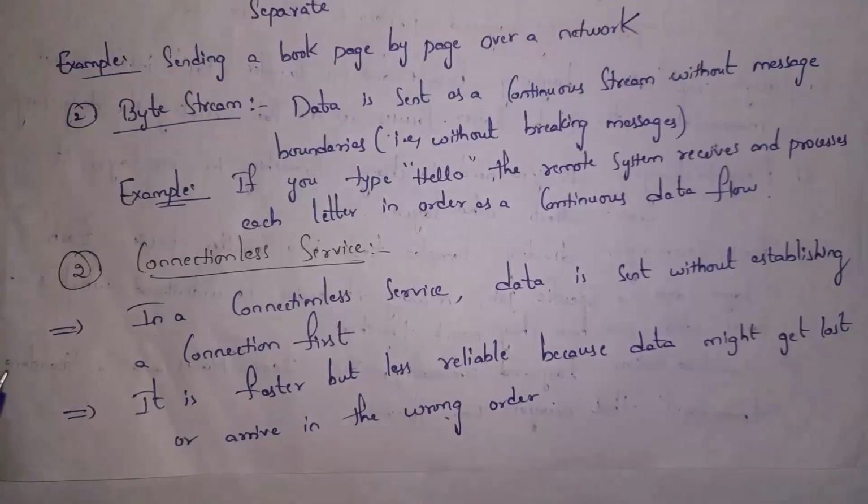The next service provided by layers in the layered model is connectionless service. Guys, in connection oriented service, only after establishing the connection, data will be transferred. Whereas in connectionless service, without establishing any connection, data is transferred first. This connectionless service is fast, but as the connection is not established first, while transferring data, the person may get wrong data or data may be lost.